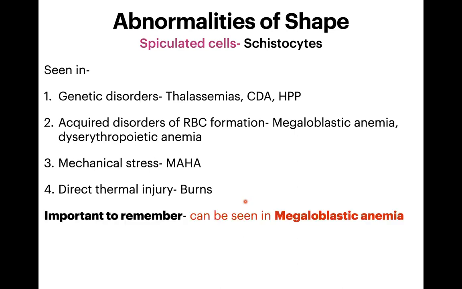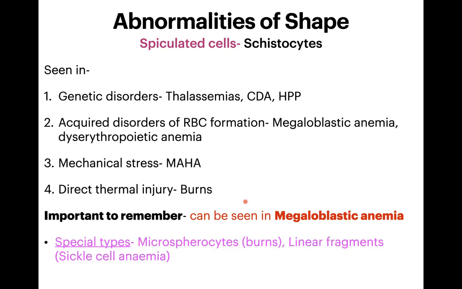It is very important to remember they can be seen in megaloblastic anemia. Don't call it a hemolytic anemia when you are seeing macro-ovalocytes and hypersegmented neutrophils and all the characteristics of megaloblastic anemia, and then you are finding some schistocytes. Don't call it a case of hemolytic anemia. It's just a finding in megaloblastic anemia.